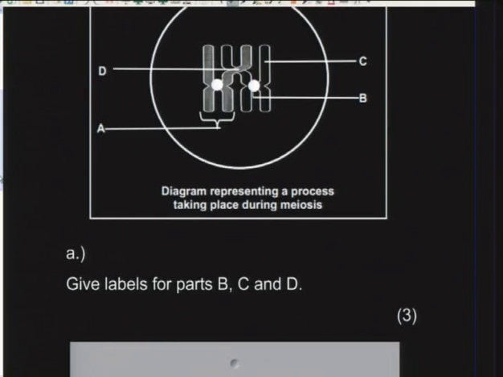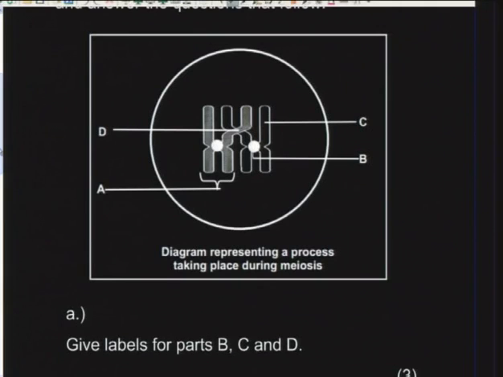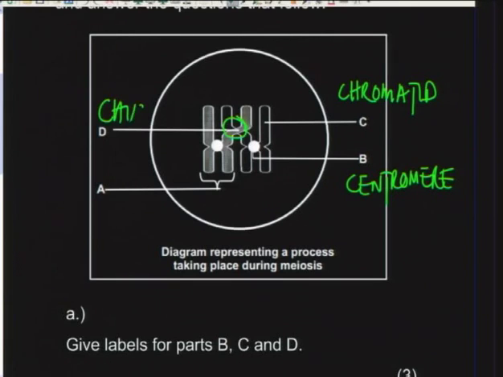First question says label parts B, C, and D. Before putting the answers, let's just do it on the diagram. It'll be easy for us. B is pointing to this little circle there, and that would be the centromere. And C would be a chromatid. Remember, it's pointing to one strand only. And D is the point of crossing over, and that is known as the chiasma. If there's more than one, chiasmata. Good.